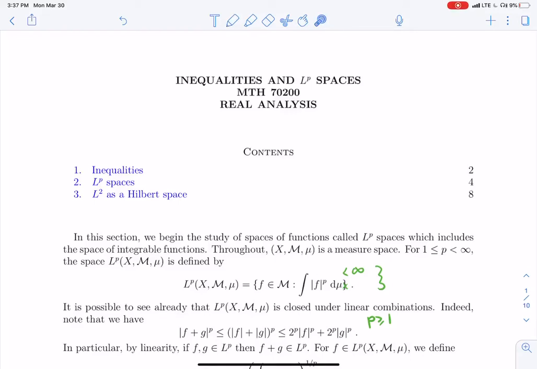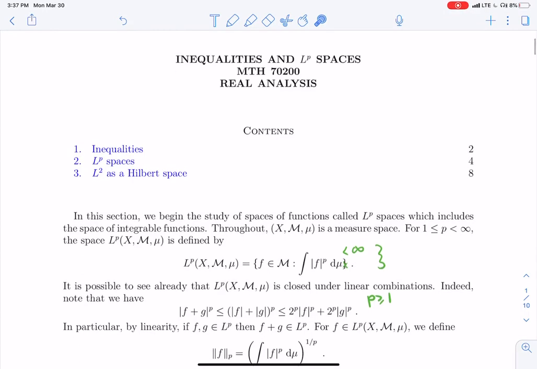Okay, today's lecture is about LP spaces. So we're going to spend essentially 2 classes on this. This is a very important example of functional space, and this is kind of the beginning of functional analysis.